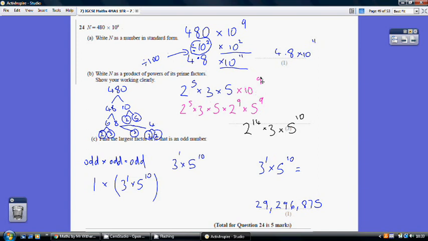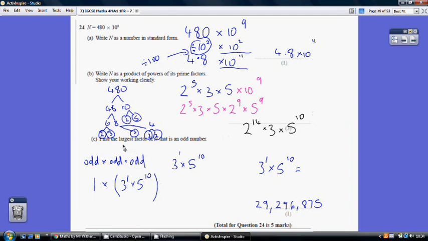Now 10 to the power of 9 is 2 to the power of 9 times 5 to the power of 9, breaking that down into its prime factors. So our big numbers here are all prime factors now. So now gathering up our prime factors, we've got 2 to the 5 times 2 to the 9, which is 2 to the 14. We've got a 3, and then we've got a 5 to the 1 and a 5 to the 9, which is our 5 to the 10.